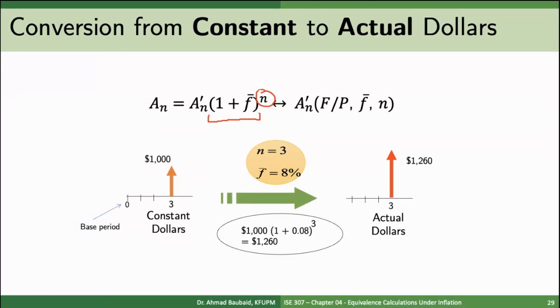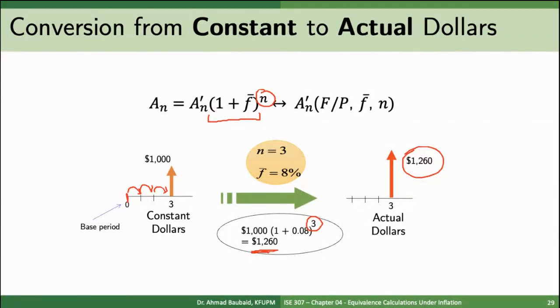And if you look at what the formula looks like after we plug in the numbers, you will see that we take $1,000 in constant dollars. I need to move, because my base period is here, so I need to move 3 time periods. So I'm going to use the general inflation rate to inflate this 3 times. And that will give me the actual dollars that I need to give you in year 3, which you see here now. And that will have the same purchasing power as $1,000 today.